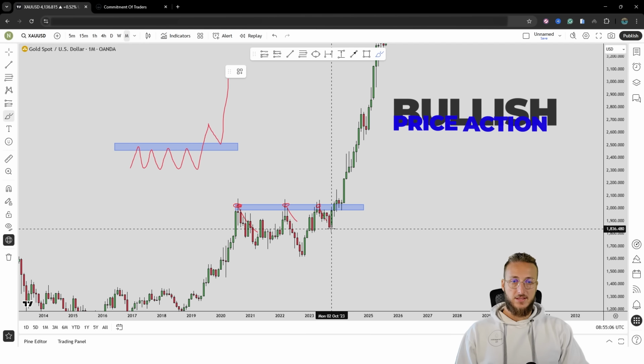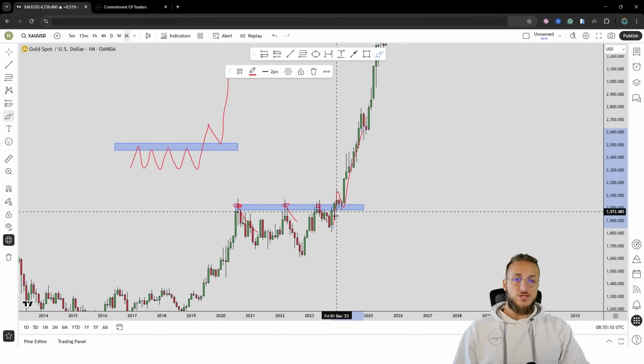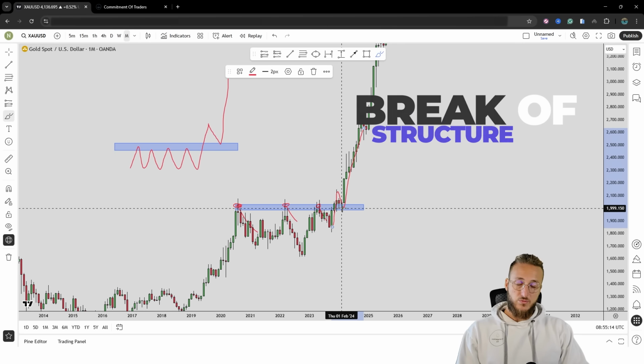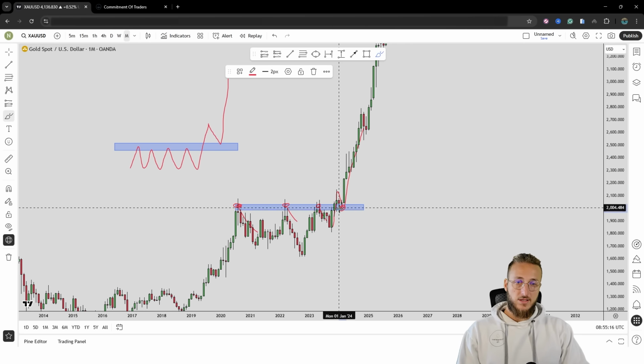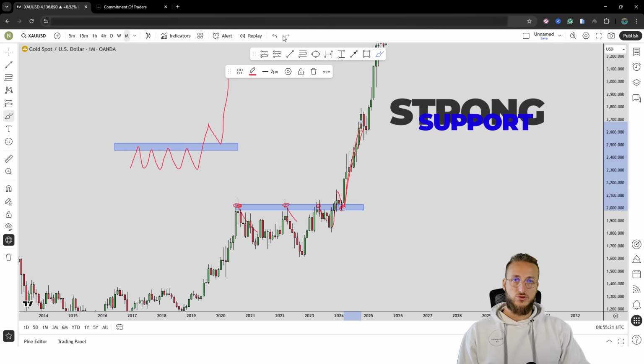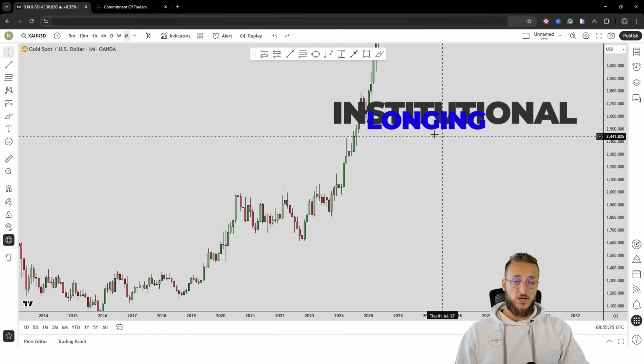So what you expect here is the break, retest, and rejection to the upside, which is in fact exactly what the market did. After breaking it to the upside, the market retested the level right here and respected it as support and started that massive push to the upside with institutional longing, as we have just spoken about.